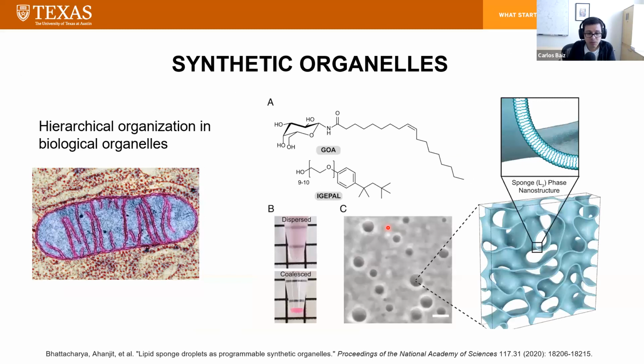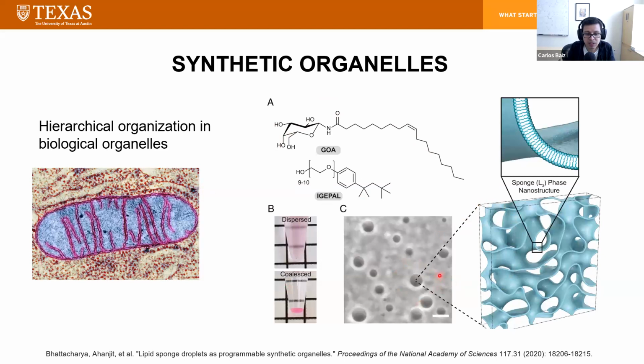So for our study, we decided to use a combination of GOA, the lipid that I introduced in the previous slide, with IGPAL. IGPAL is also known as Triton X100. This is also an artificial surfactant that has a long PEG chain in the head group. And the question is, can we make structures that have similar organization as, for example, some of the cell organelles that I described earlier? I'm going to show you the phase diagram in the next few slides, but if you mix these two together, you can actually make sponge phase vesicles.